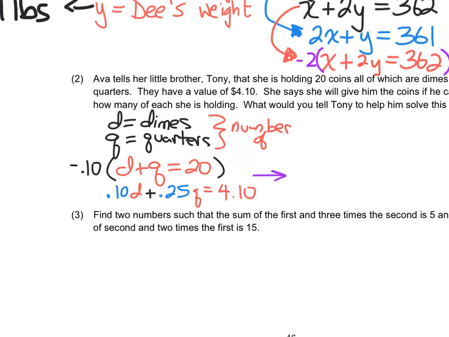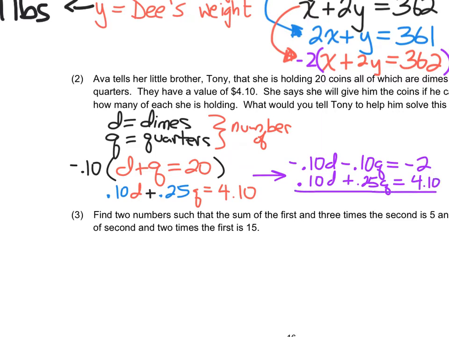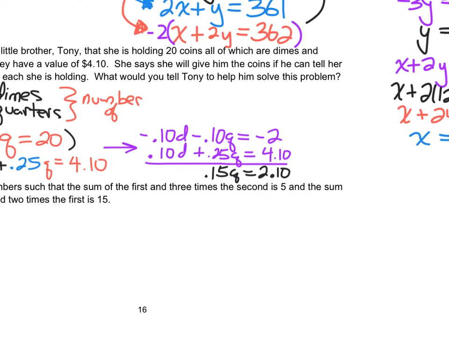So that's going to give me negative 0.10D minus 0.10Q equals, looks like negative 2. The other one, 0.10D plus 0.25Q equals 4.10. So that's fun. When you add them together, looks like we have 0.15Q equals 2.10. You don't have to put the 0 at the end of the decimal if you don't want to. It's just, we're talking dollars and cents. It just kind of feels better to have it there.